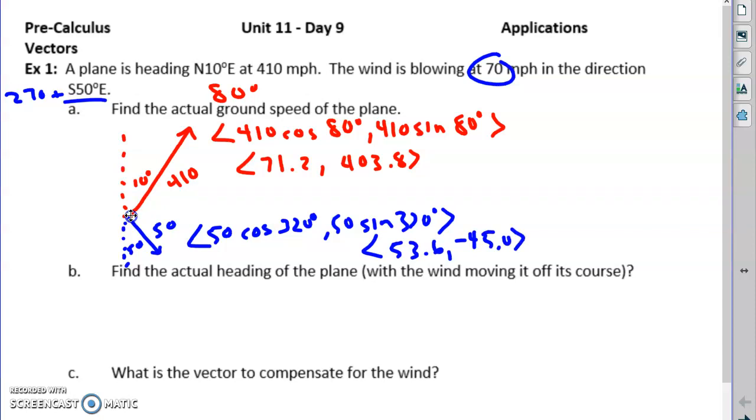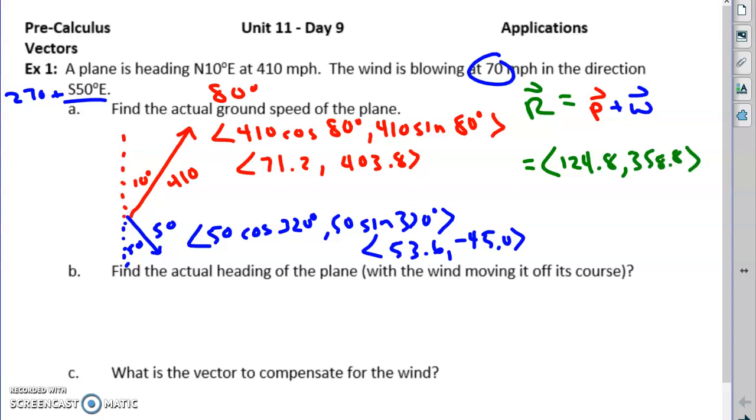What's the resultant? We could draw it in green if we wanted to, but we know that vector green is just the sum of vector red, which we'll call the plane vector P, plus the wind vector W. Get away from those U's and V's. And if we add red and blue, we get 124.8, comma, 358.8.